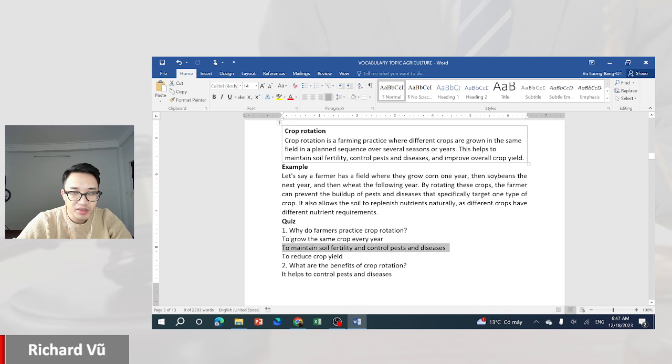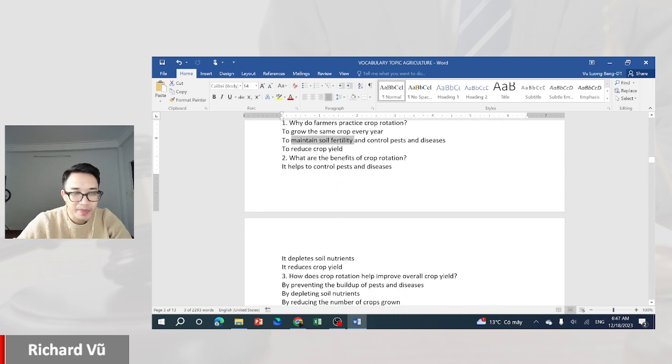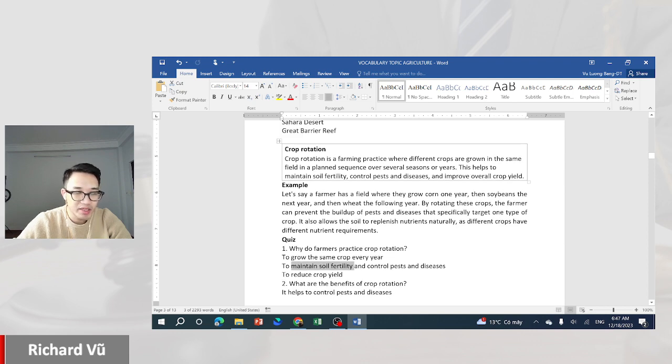The definition doesn't refer to growing or reducing crop yield. It refers to maintaining soil fertility and controlling pests and diseases. So easy, right? If we remember, it's so easy.